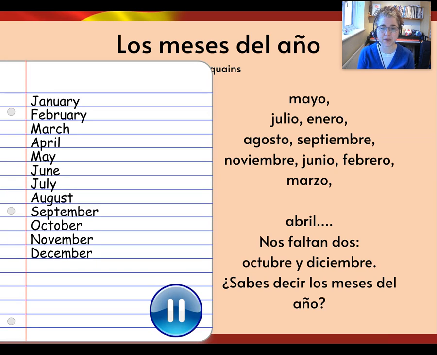So on your piece of paper, what I would like you to do is to write down the months in English, which you can see there, and then have a go looking at the poem and writing the correct Spanish month next to the correct English month. So pause the video while you have a go at that and then press play again when you want to see the answers.